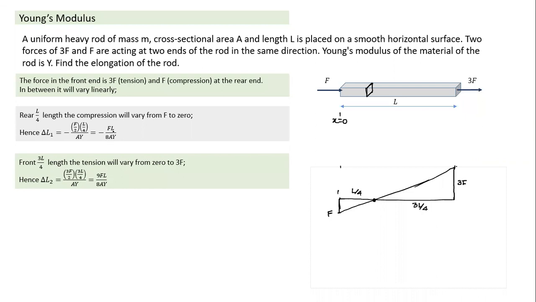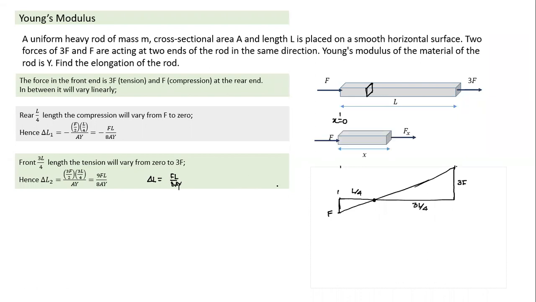What is the net change in length? This is compression and this is extension. So net delta L, the sum of the change in length of the rear part and the front part, comes to a pretty neat expression: FL by 8AY. Just let me finish this and then we'll see here.